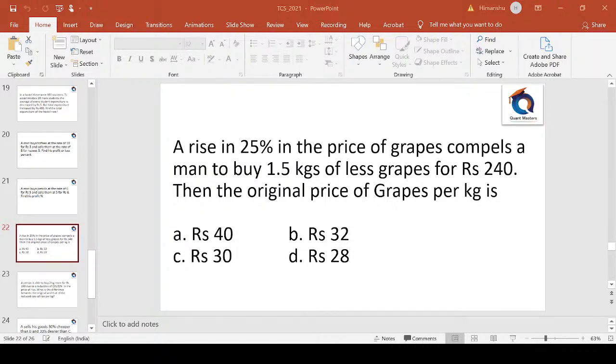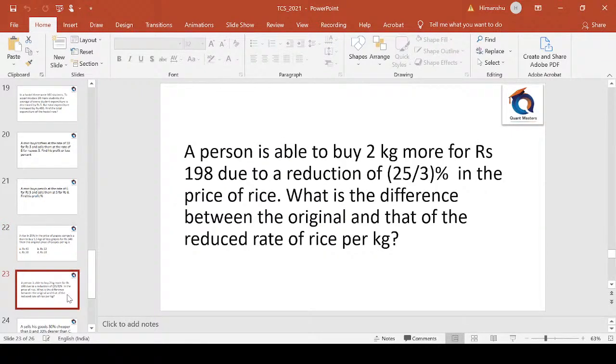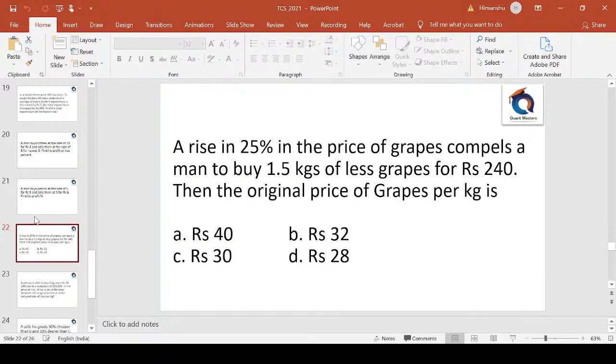Okay. Now this question: a rise of 25% in the price of grapes compels a man to buy 1.5 kg less grapes for 240 rupees. Then the original price of grapes per kg is what? Before I get into this sum, I would give you another sum. Try this sum, people. This sum actually is more tough, so let's go to this sum only. I'll give you half a minute more to try, and till then I'll write the question on the board.